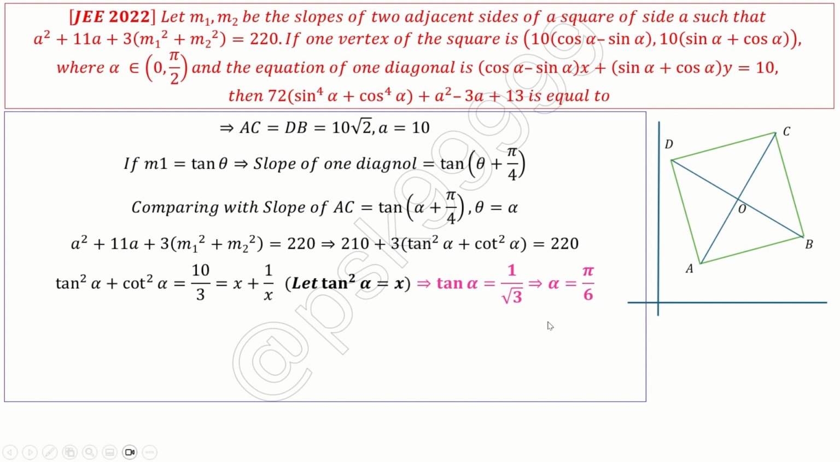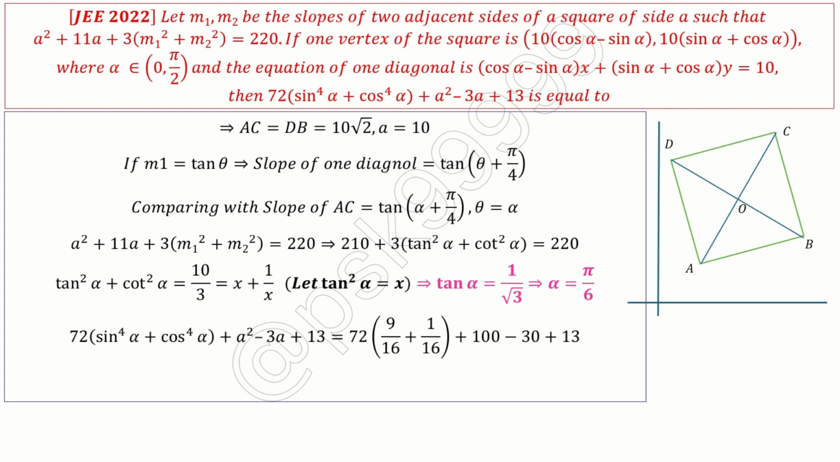Correct. Once I know this, I have all the information required. So I have to evaluate this expression: 72 times (sine to the power of 4 alpha plus cos to the power of 4 alpha), which is 9 by 16 and 1 by 16, because alpha is pi by 6. Then a square minus 3a plus 13, which is 100 minus 30 plus 13. If I simplify, I get the answer, which is 128.